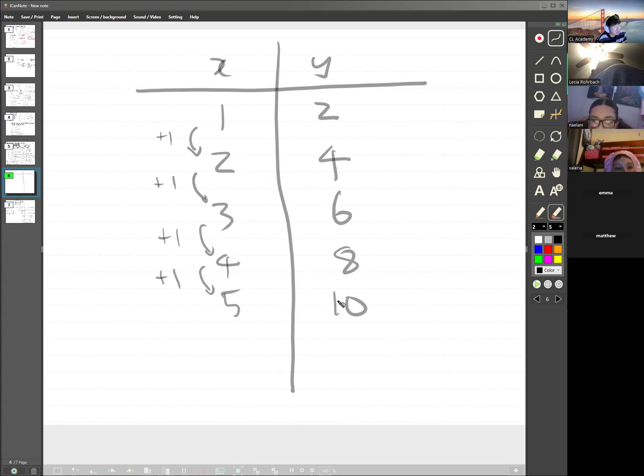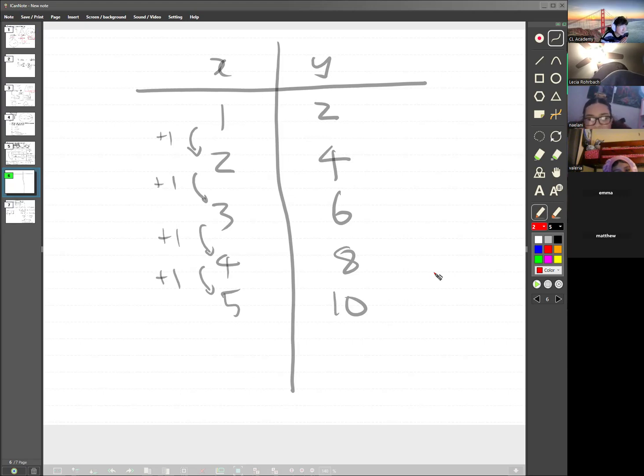Everyone send me a message. Yes, it is linear because it's going at a constant rate. It continues at a constant rate of 1 for the x, but for the y, it's at a constant rate of 2. Exactly.